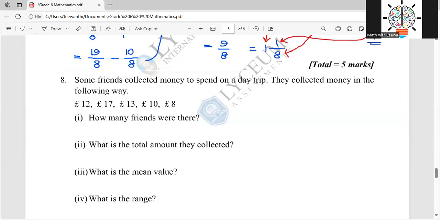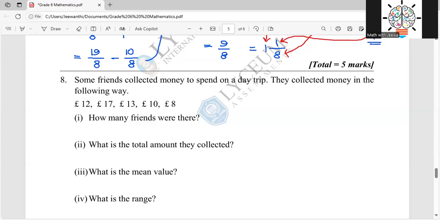The first child has collected 12 pounds. The second child has collected 17 pounds. The third one has collected 13 pounds. Fourth one, 10 pounds. And the fifth child, he or she has collected 8 pounds. So that is how they have collected money to spend on a day trip.